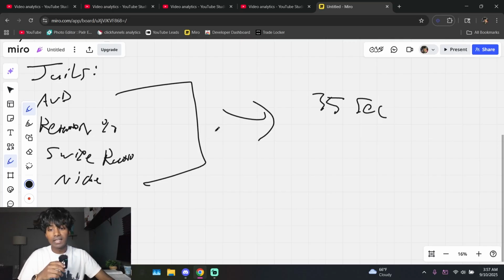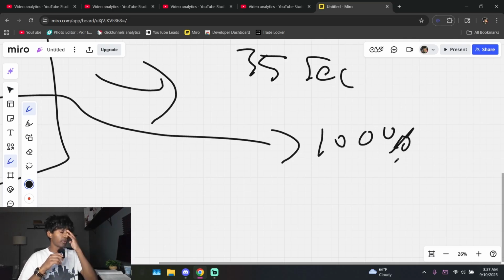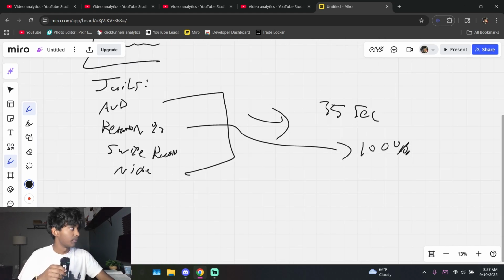All right. The second thing is going to be retention. When we're looking at retention, we want to aim for at least 100%. Always aim for at least 100%. The higher it is, the more views you're going to get, because YouTube's going to push out content that gets more people staying on their platform longer.